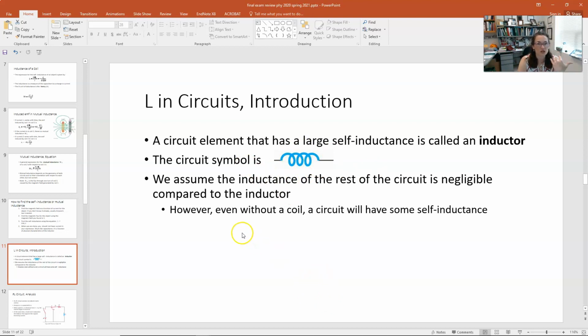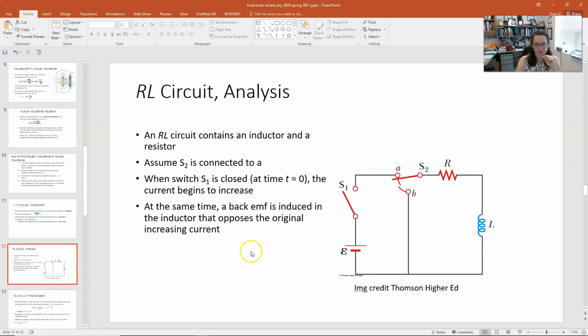So what we're going to do for our circuit problems is assume that the inductance of the rest of the circuit is small with respect to the inductance of an inductor if you place it in the circuit. But just remember that even without an inductor in the circuit, every circuit is going to have some self-inductance. So that's something that you might need to think about later if you end up in an experimental lab or in industry. So we did RL circuits in class.